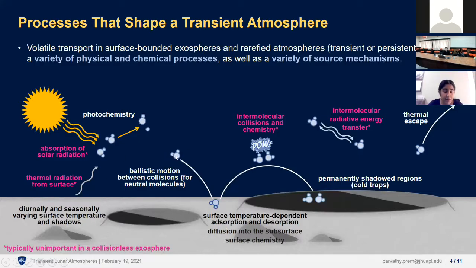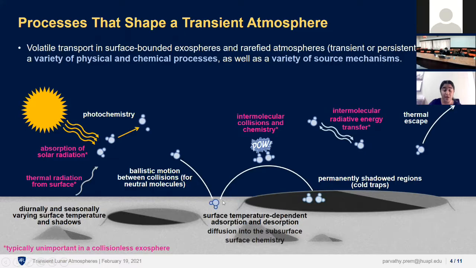In a thin atmosphere, molecules typically travel on ballistic trajectories, so they move under gravity. They interact with the surface. Their interactions with the surface depend on surface temperature and shadows, which can vary over seasons and over the course of the day. When a molecule hits the surface, it can also stick; it can adsorb to the surface for some period of time that depends on the local temperature. Molecules can also diffuse into the subsurface or undergo chemical reactions with the surface.